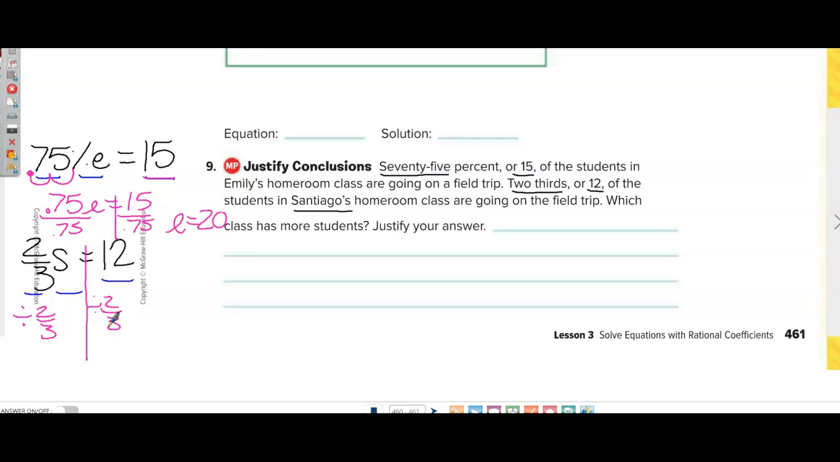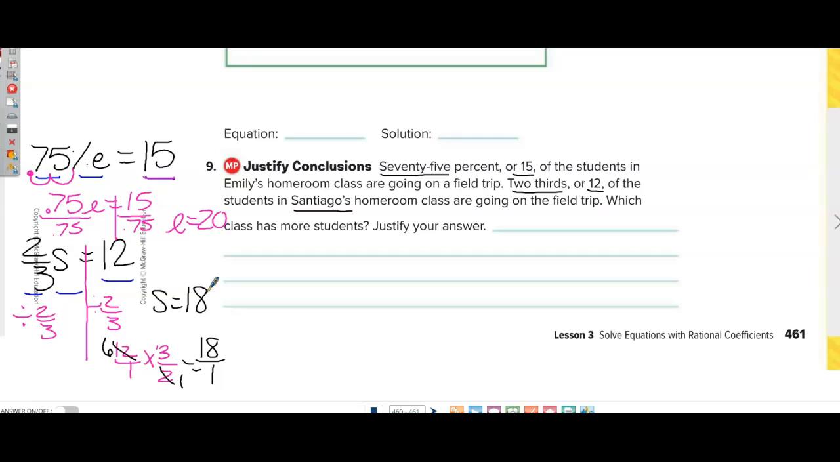Keep, change, flip. I keep 12 over 1, change division to multiplication, and flip it to make it 3 over 2. I could cross reduce. 12 becomes a 6, 2 becomes a 1. 6 times 3 is 18, 1 times 1 is 1, so S equals 18.